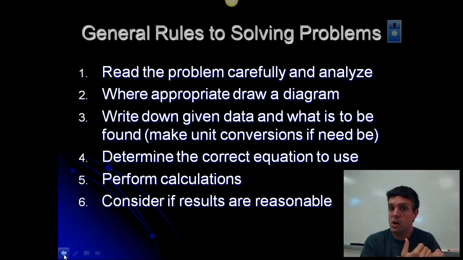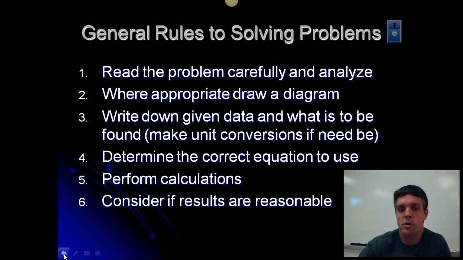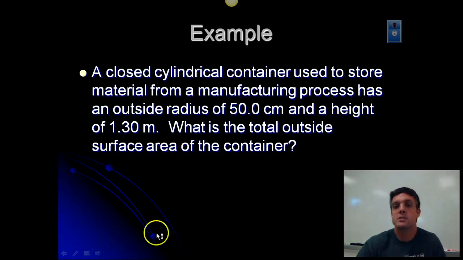Write down what you know and what you're trying to find, and make sure all the units are converted into like units to make the math easier, okay? Determine the correct equation to use. We're going to see a number of equations over the next couple of months. All right, perform the calculations, and then probably the most important one, consider if the results are reasonable. All right, so here's an example.